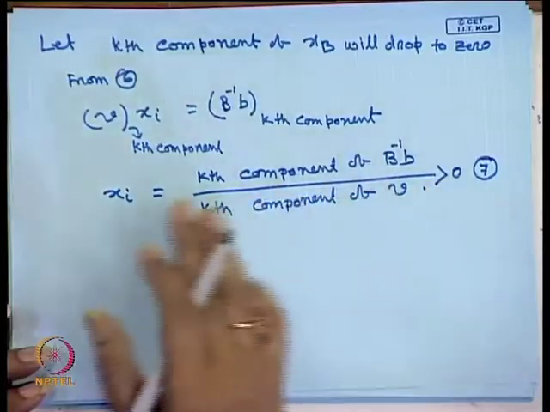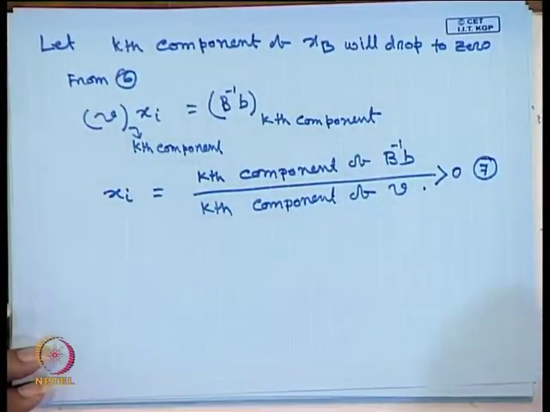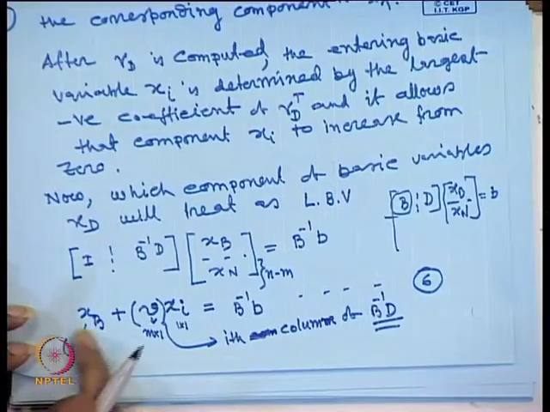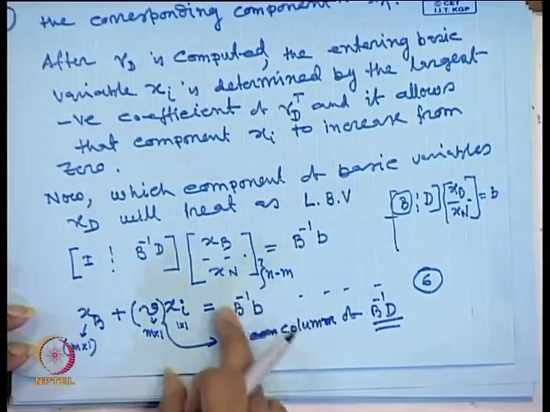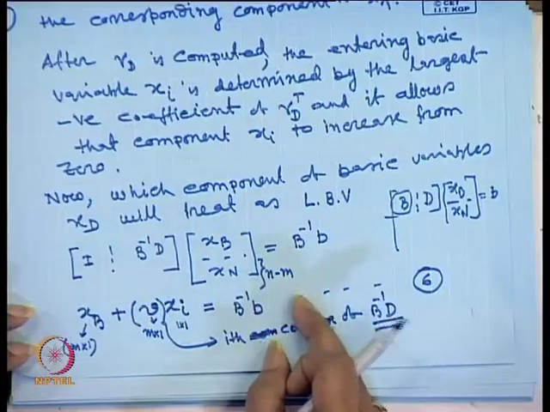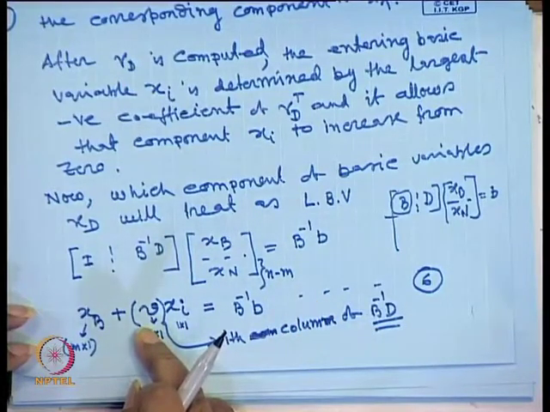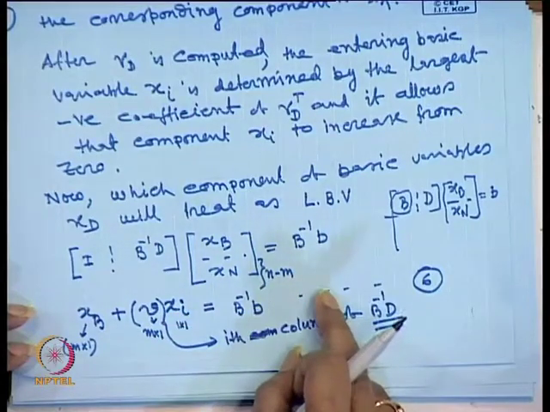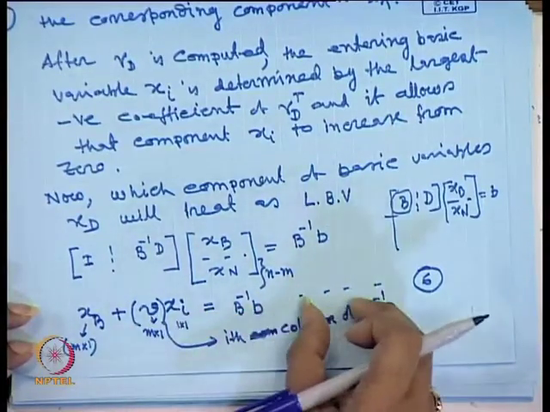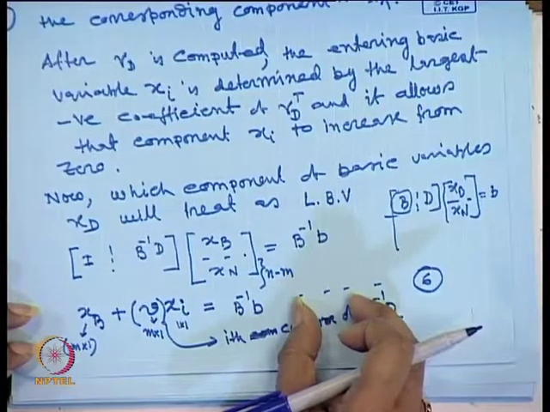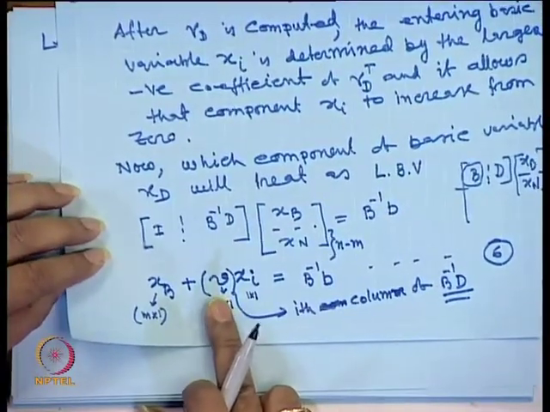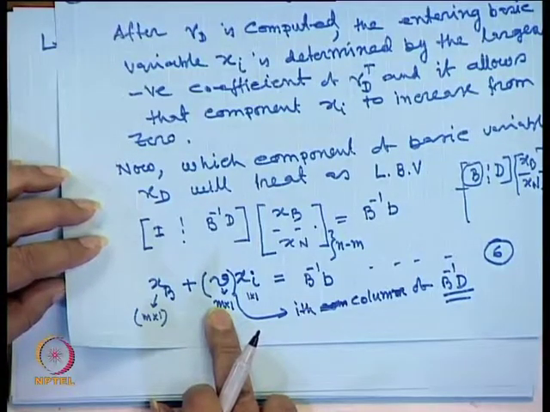Why is it greater than 0? When you compute the basic variable expression from here, the kth component of this one minus the kth component of V into x_i, since the x_i value is greater than 0, this will be 0, provided this coefficient, the kth component of V, is positive.